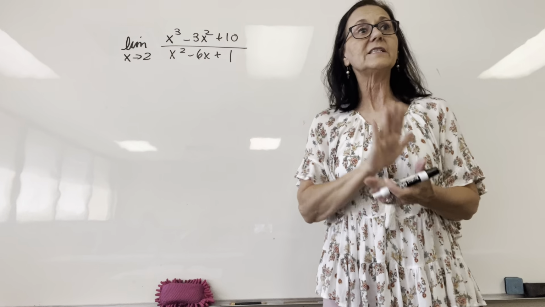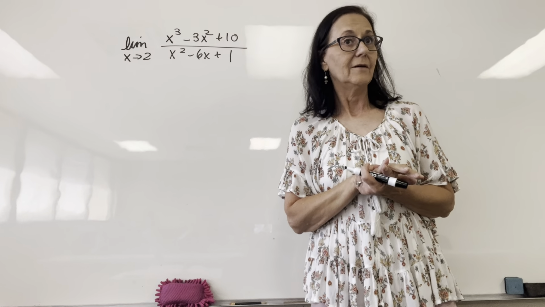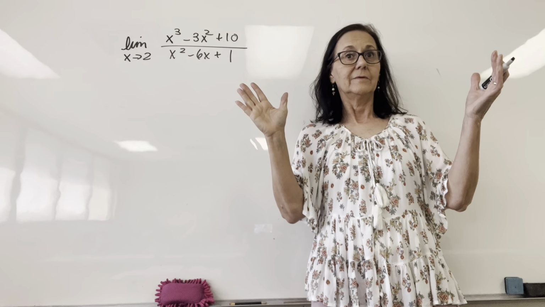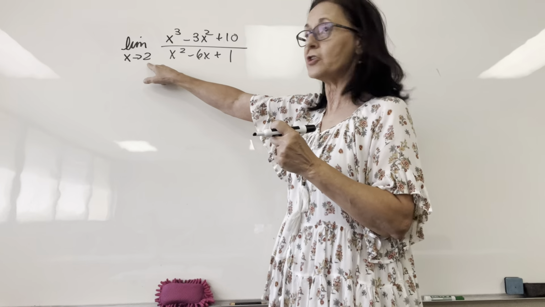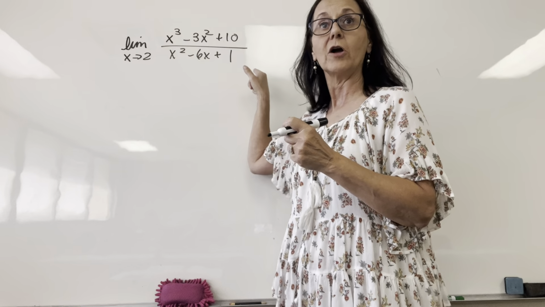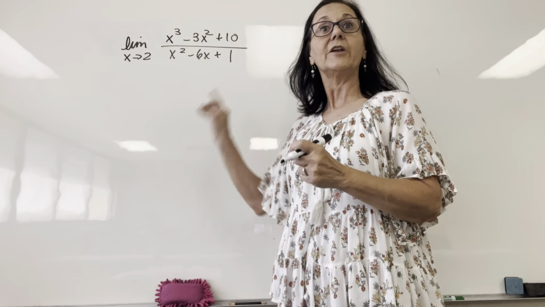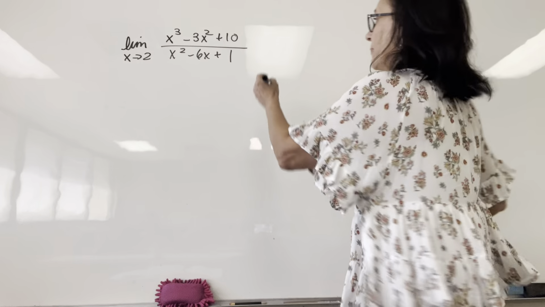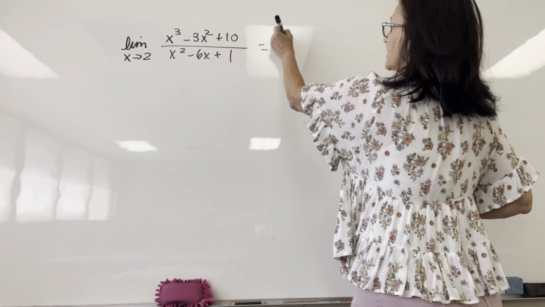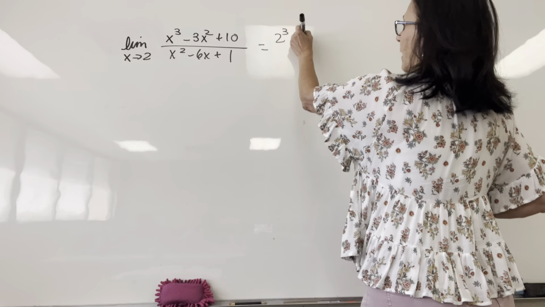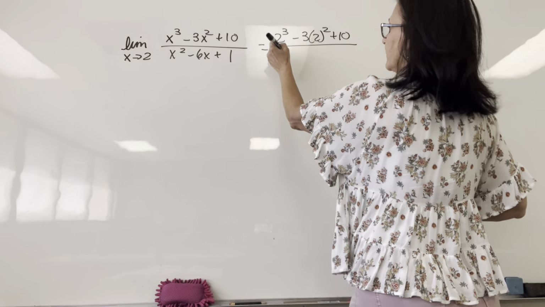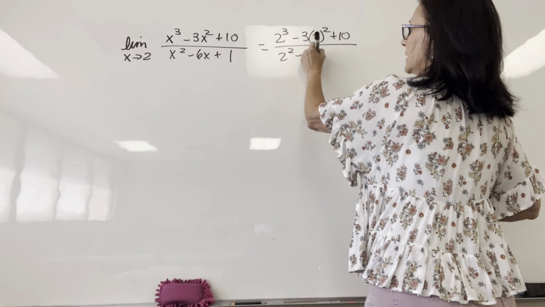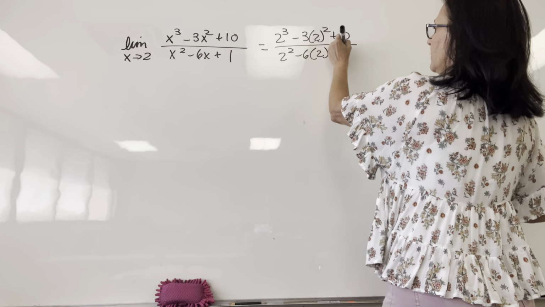So because I know it's defined, what can I do? I can plug C in for x. I can plug this 2 in where there's an x, as long as I know that the denominator does not equal 0, and that will give me my limit. So that's 2 cubed minus 3 times 2 squared plus 10 over 2 squared minus 6 times 2 plus 1.